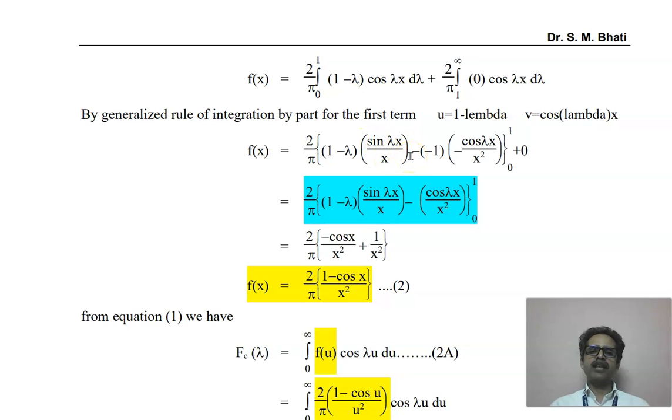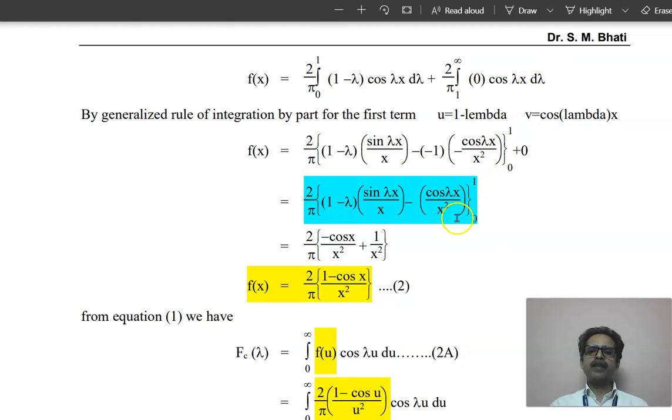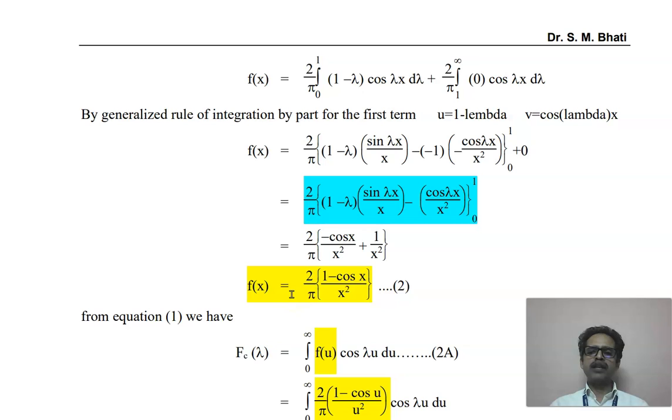This next term has a minus sign, and the derivative of 1 minus lambda with respect to lambda is minus 1. Then the integration of sin lambda x upon x with respect to lambda will be minus cos lambda x upon x into x, that became x square. And here the limits for lambda are lambda is 0 to lambda is 1. Then you simplify this, and when you put lambda is 1 and then minus sign, then put lambda is 0, you can get this kind of f of x, right? This value of f of x represents a solution for the given integral equation.